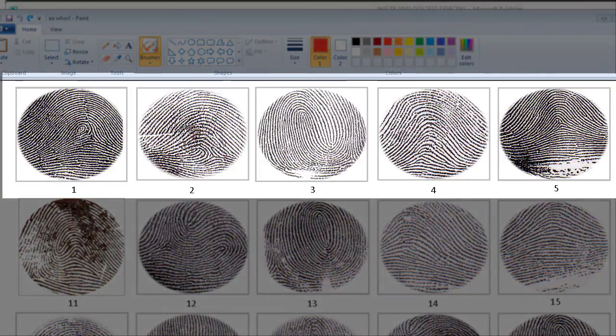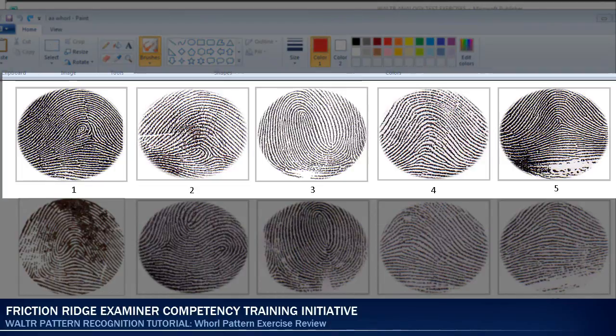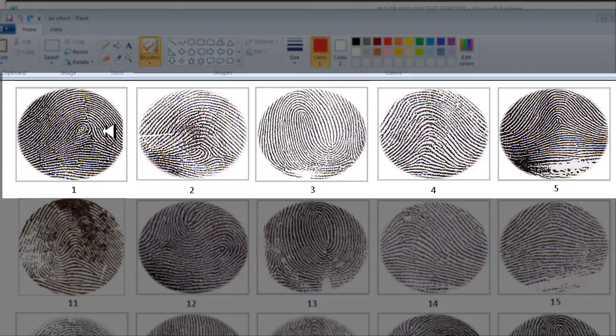I'm going to go over the final exercise, and that is looking for the whorl patterns, and at the same time we'll be trying to recognize the other patterns that are in the array. Let's begin with number one, and even though there is a small, somewhat circular formation right here, this is going to be classified as a loop.